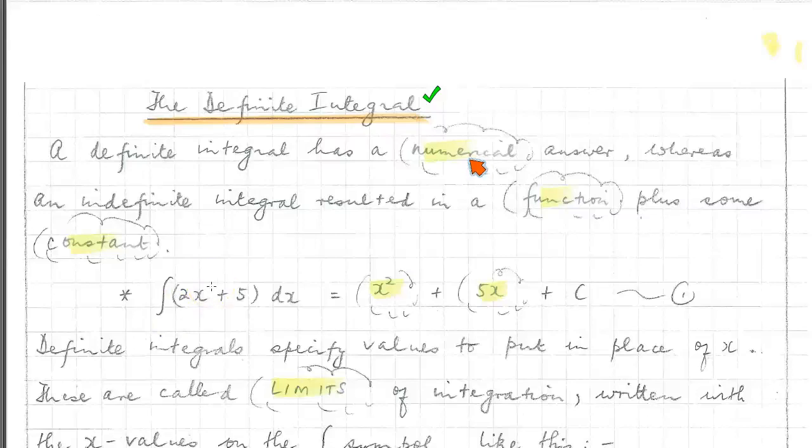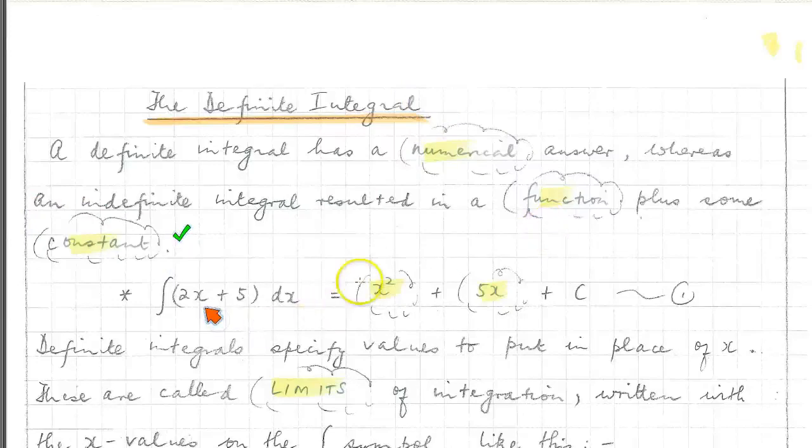Hi, this lesson's on the definite integral. Now a definite integral has a numerical answer, whereas your indefinite integral resulted in some function plus some constant. Here's an example: integrate 2x plus 5.